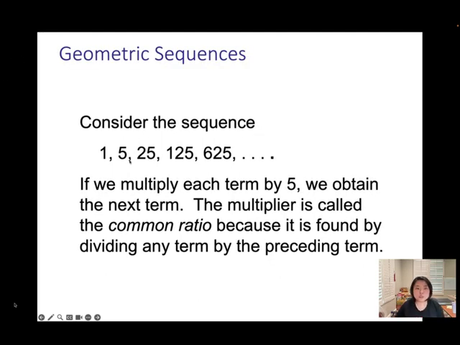Consider the sequence 1, 5, 25, 125, and 625. If I multiply each term by 5, I'm going to get the next term. So I times 5 here, I get the 5 here. I multiply by 5 here, the next term will be 25. I times 5 here, that will be the next term, 125. And recall this is the common ratio, all equal to 5, the common ratio for the geometric sequence.